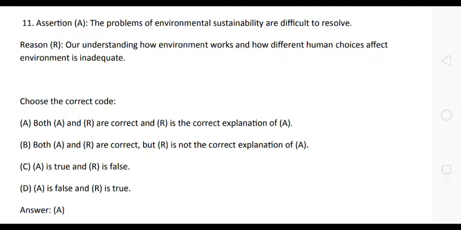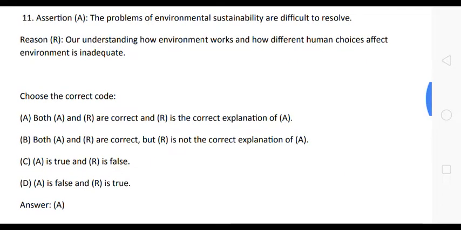Both A and R, that means both assertion and reason are correct, and reason is the correct explanation of assertion. Okay friends, option A is correct answer. Let us see the next question.